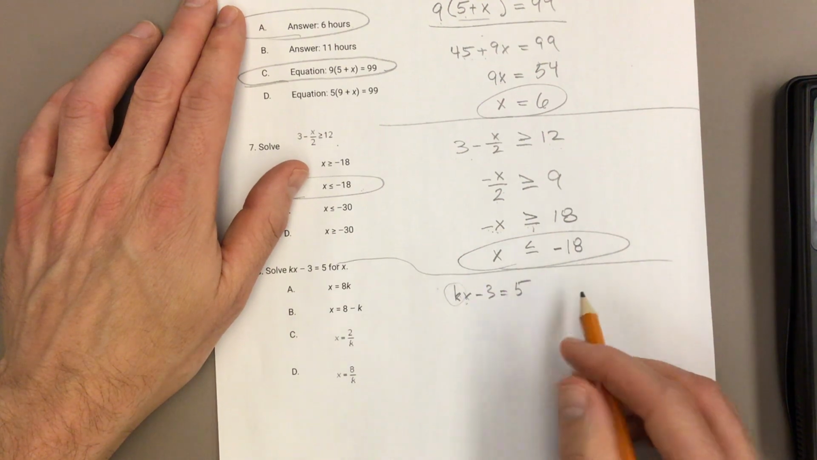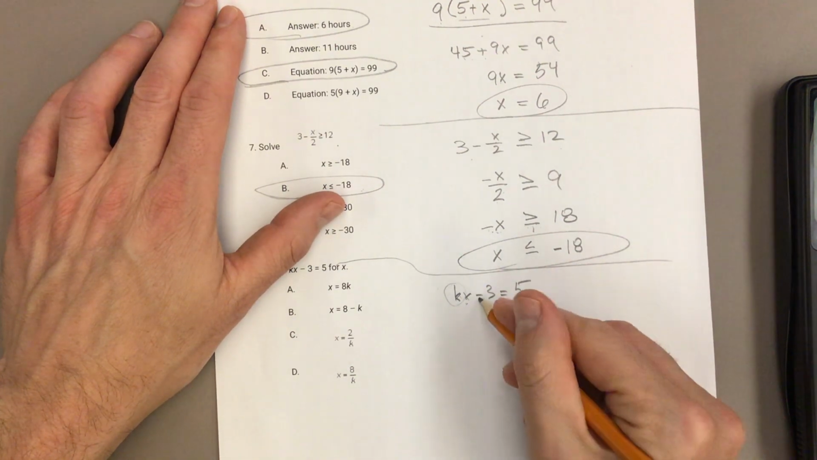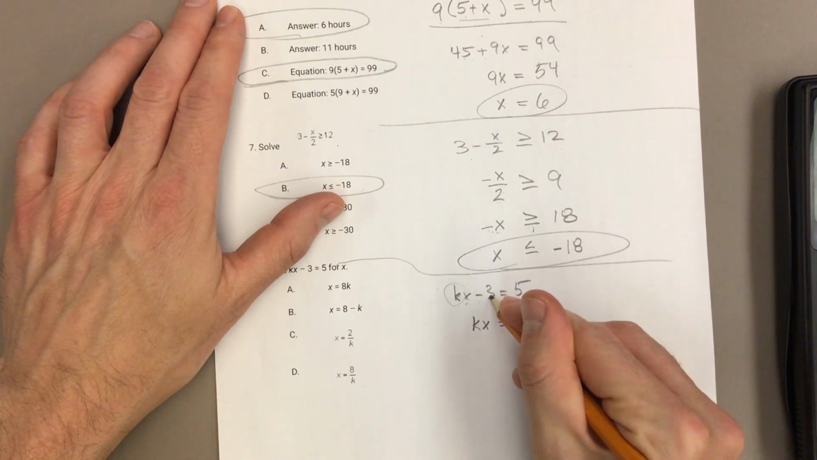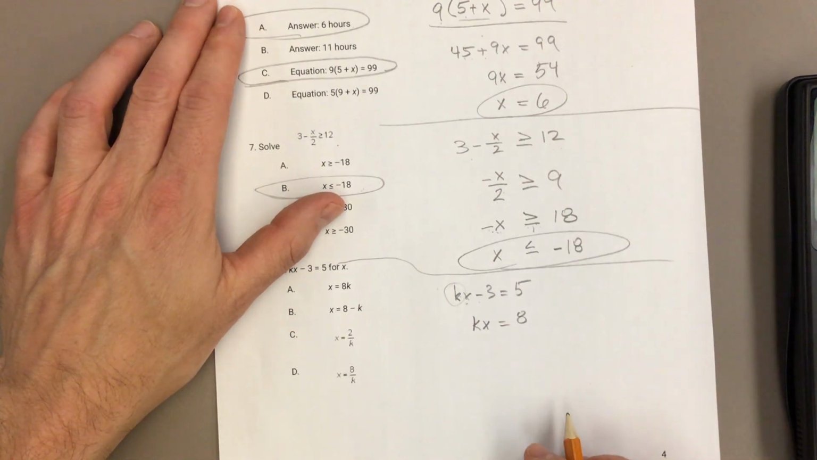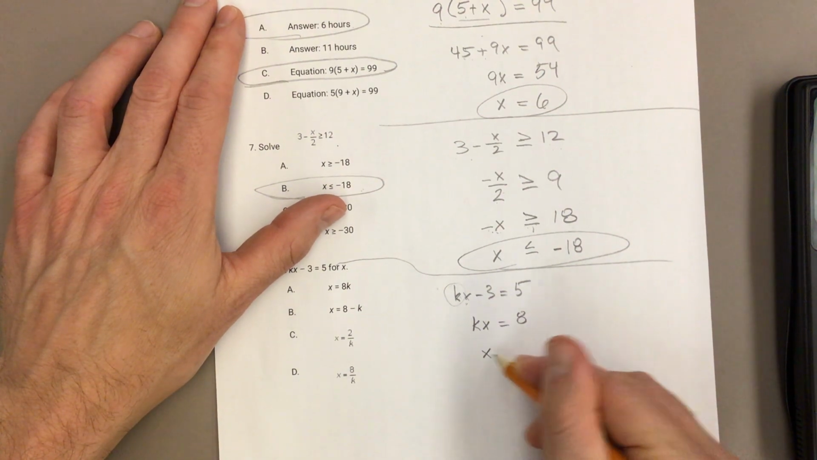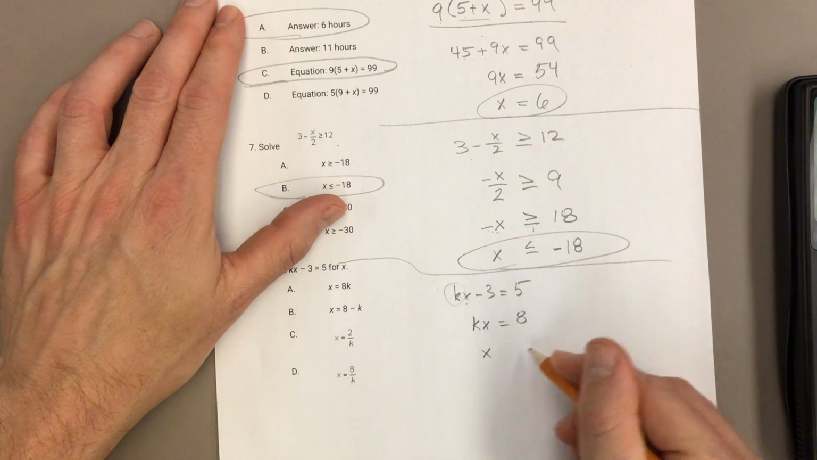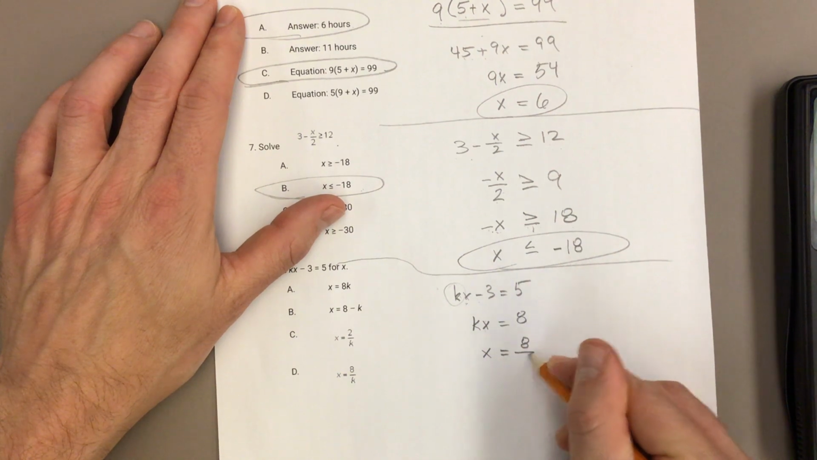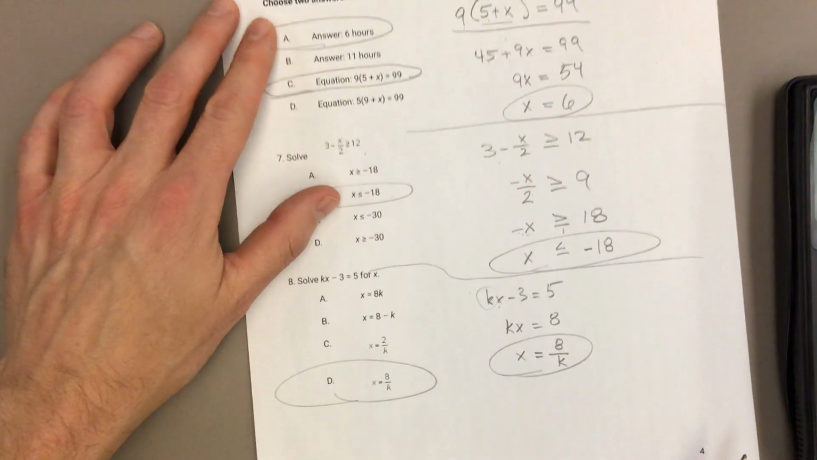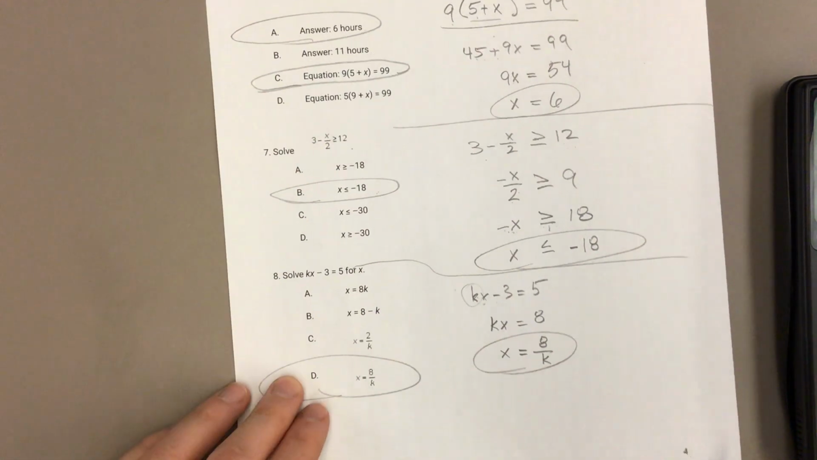But first, we're going to add 3 to both sides. So in doing that, we get kx equals 5 plus 3 is 8. Okay, now we're going to divide both sides by k. X, if we divide this by k, we're left with just x. Divide this by k, that's what we have. That's D. Simple as that. Okay, on to number 9.